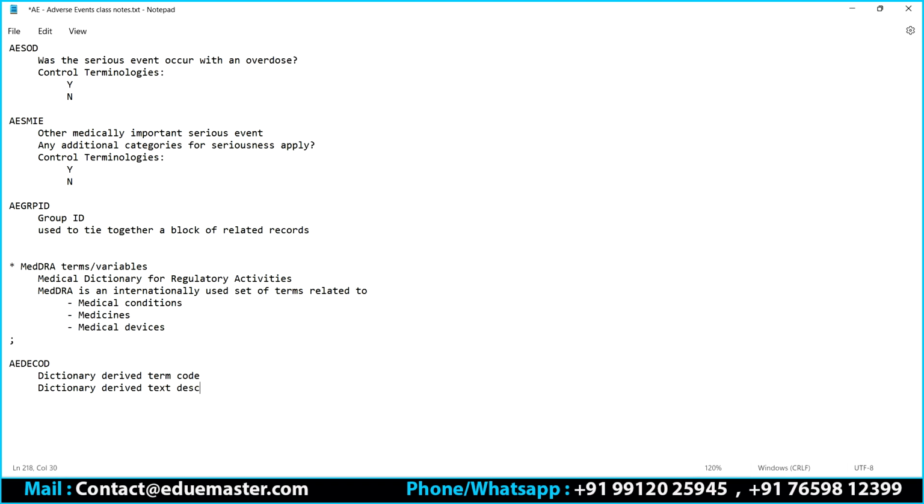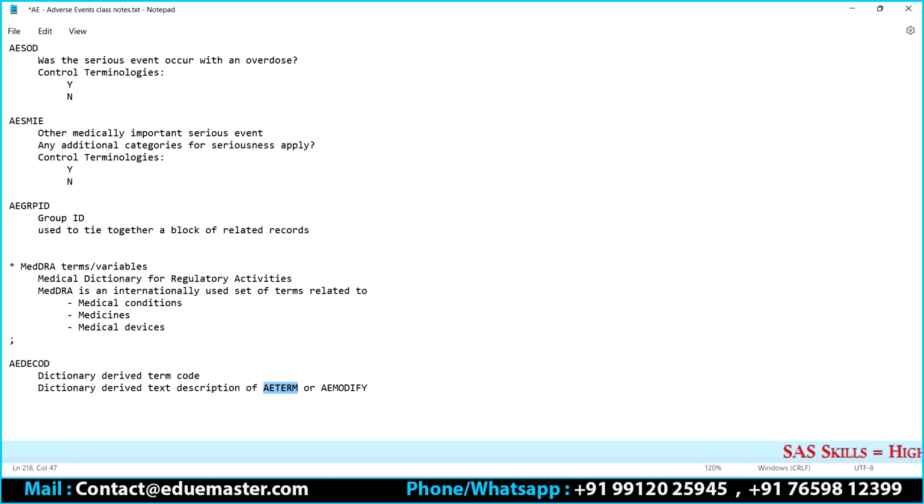Of what? It is going to describe the dictionary derived text description of AE term or AE modify. AE modify I haven't discussed yet. Don't worry, we are going to discuss that today. So AE term is nothing but the name of the event, right? I'll simply say that I have a back pain. What is the description for this back pain in the medical dictionary? That we are going to write there.